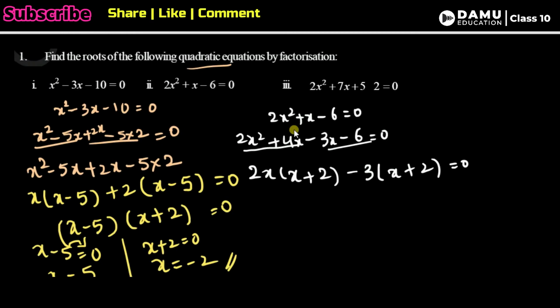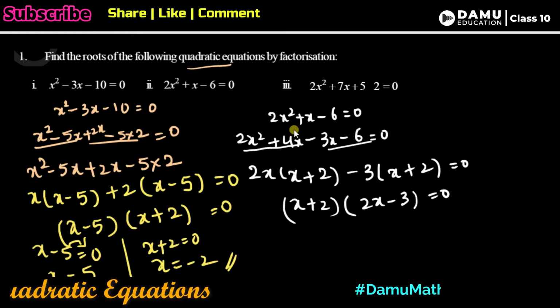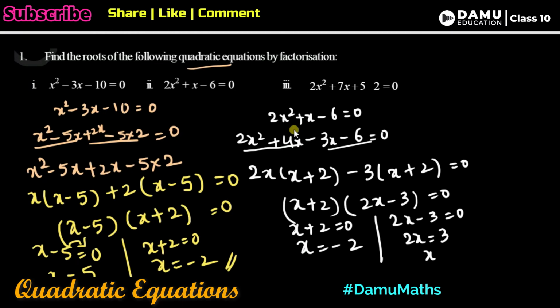So for that we are taking 4 and 3. 4 means 2 2s are, 6 means 3 2s are. So here minus 3 take common, x is there and 3 2s are 6, plus into minus is minus 6. So x plus 2 into 2x minus 3 will be equal to 0. Then either x plus 2 will be equal to 0 or 2x minus 3 will be equal to 0. The roots are x is equal to minus 2, then 2x will be equal to 3, then x is equal to 3 by 2. So these are the roots for this.